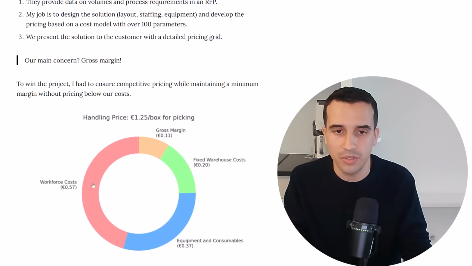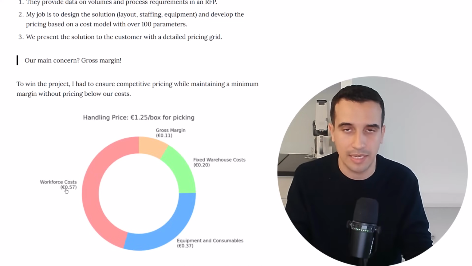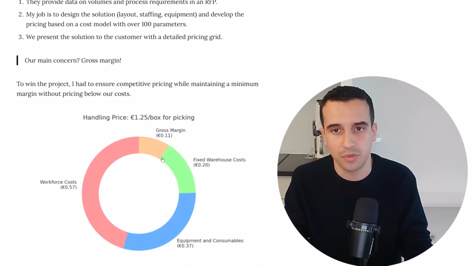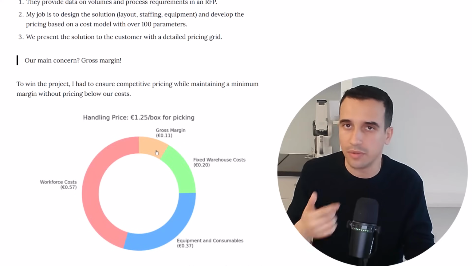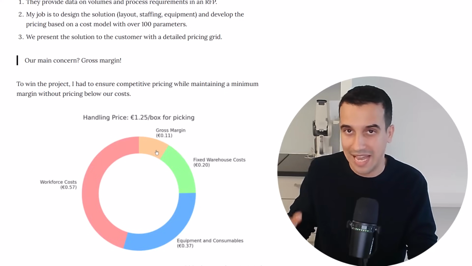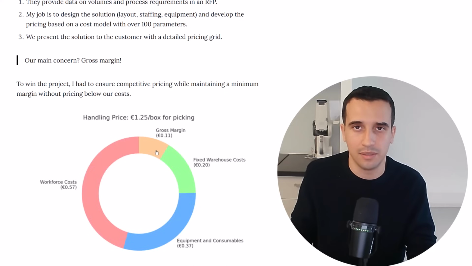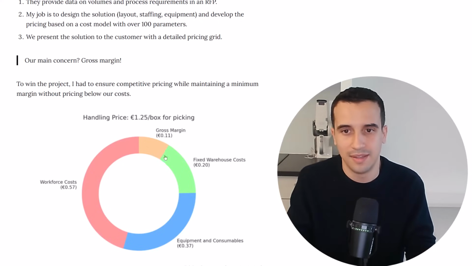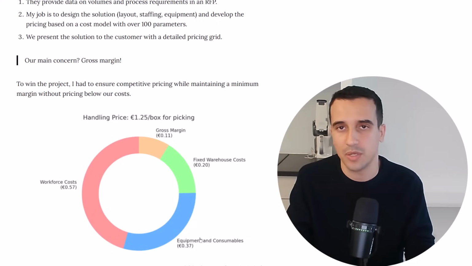Most of the costs are coming from the workforce. And every time you hear workforce, it's related to productivity. You have a bit of gross margin. Usually the gross margin for logistics companies is extremely low. When you quote, based on assumptions, you are putting 30% of margin on sales. So margin is supposed to be 13% of the turnover. But most of the time, this margin is lower because the assumptions you took are wrong, because the customer didn't provide all the data. Then you have some fixed costs and some equipment.